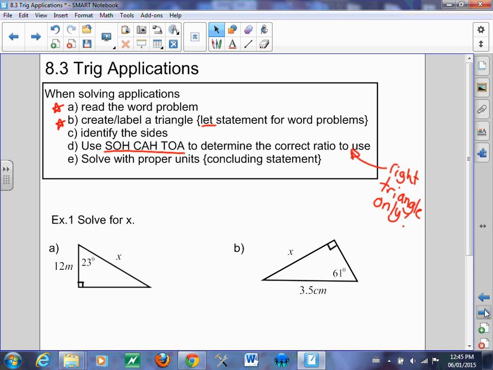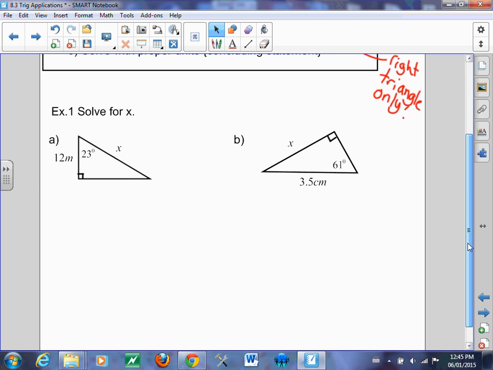And then we solve, use proper units, and then we use concluding statements. All right, so this is kind of like a practice, like what we did in the warm-up, ladies and gentlemen. So we're just going to go over this a little quicker. We have our angle of reference, which is 23 degrees. The two sides that we have, ladies and gentlemen, are our hypotenuse and our adjacent side.